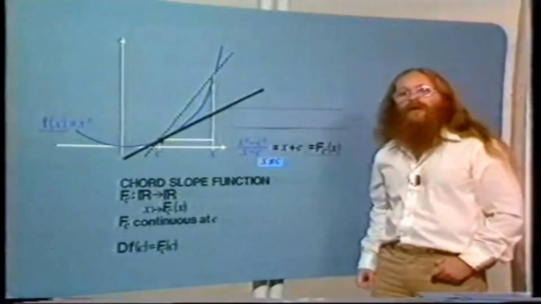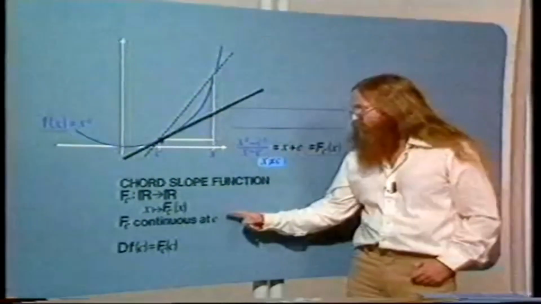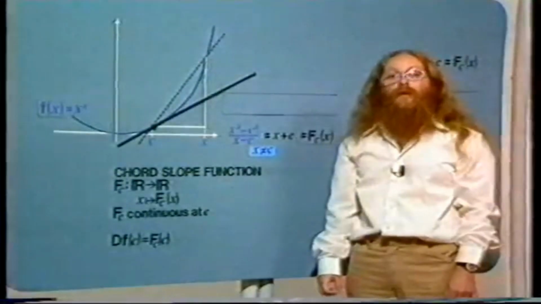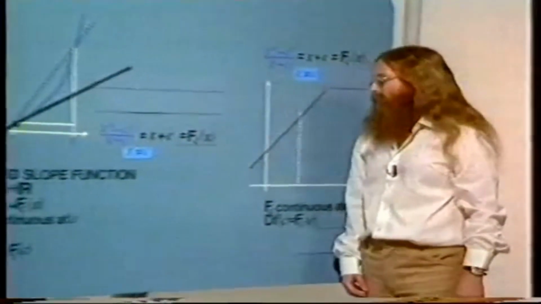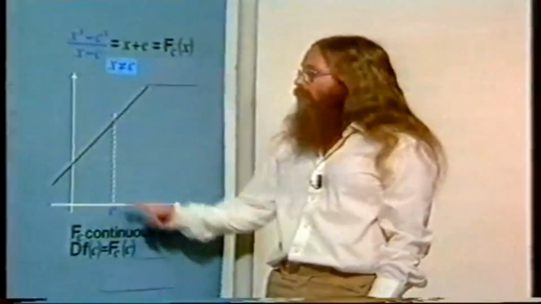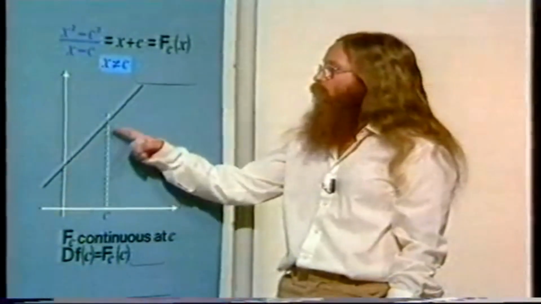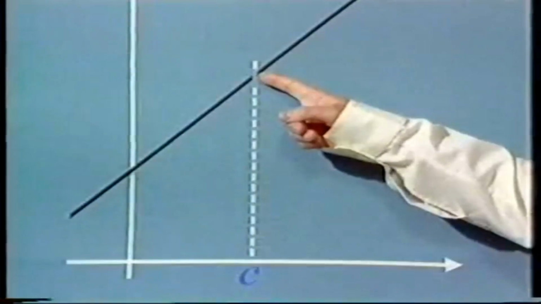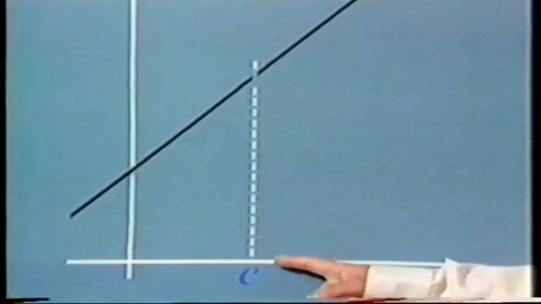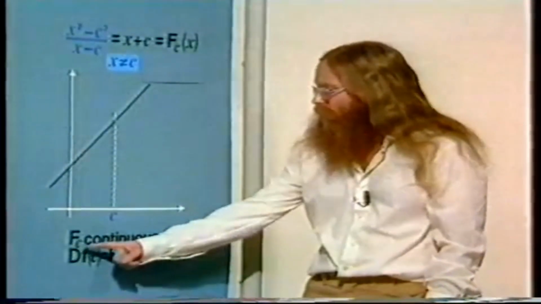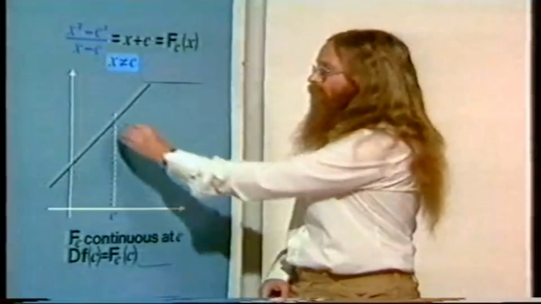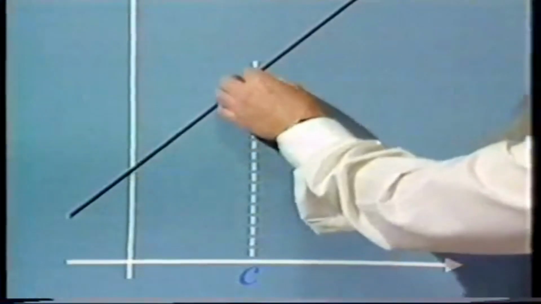But there's one condition we haven't used yet. We haven't used the continuity condition. And that's going to be exactly what we need. Well, let's see how that works. What we do is we look at the graph of the values of the chord-slope function that we already know. It's just the graph of x plus c, except with a gap here, because we don't yet know the value at c. But we do know that the function has to be continuous at c, so it's pretty obvious what its value must be. Must be just here.